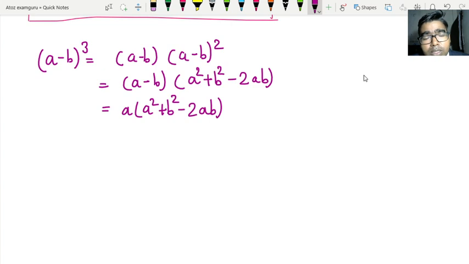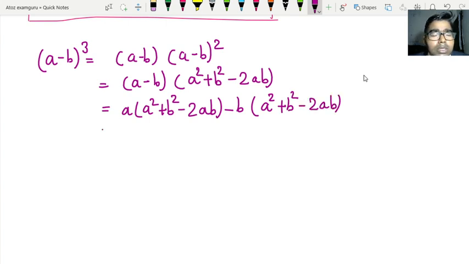Similarly, you multiply minus b with the whole expression a square plus b square minus twice of ab. What will you get? a into a square will become a cube, and this ab square minus twice a square b.